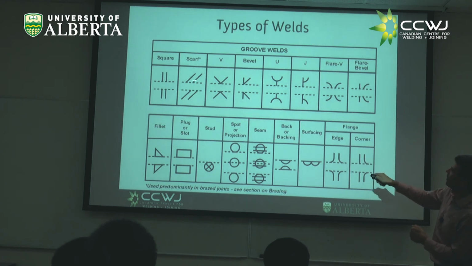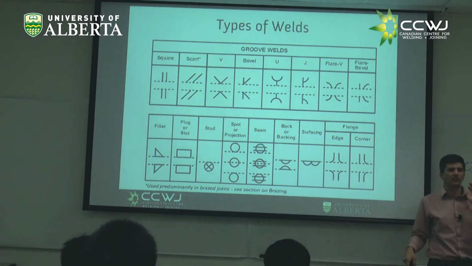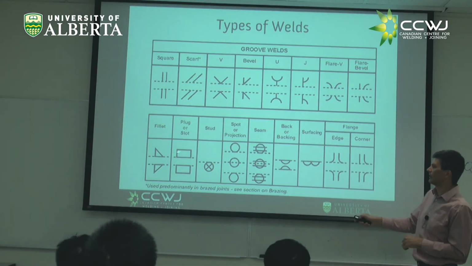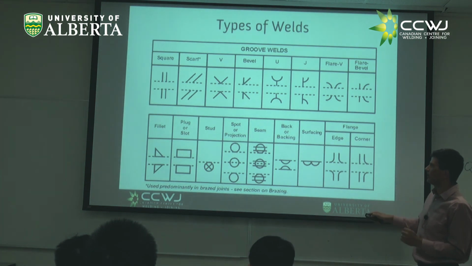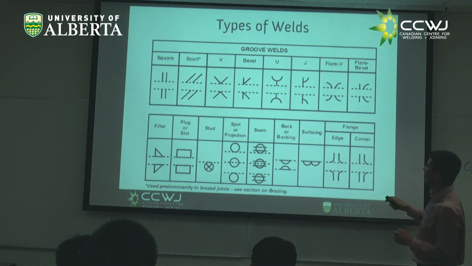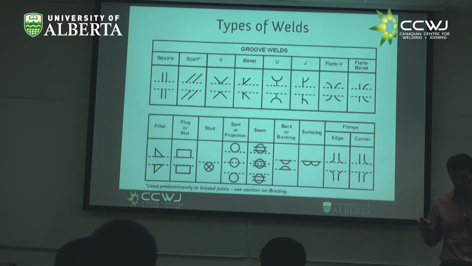Here you have the square, V, bevel, U, J, all those things. This triangle, that's a fillet. We're going to be using this a lot, the fillet. Plug welds or slot welds, we're not going to be using very much. So much to say about them. This is a backing weld, right? You're going to see an example.